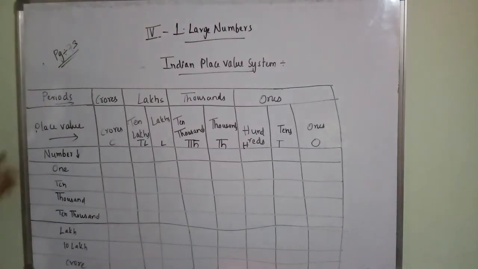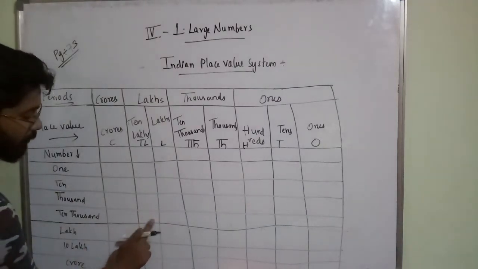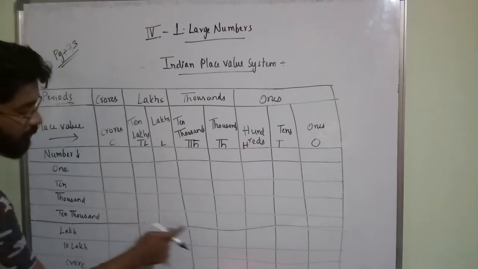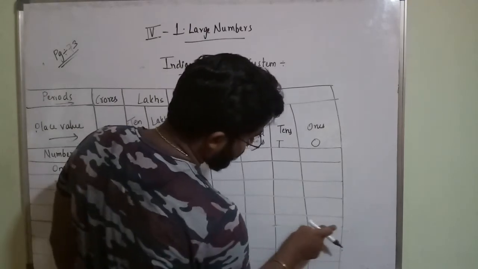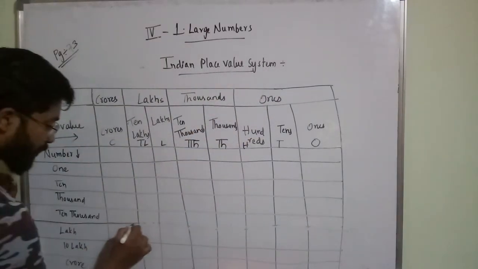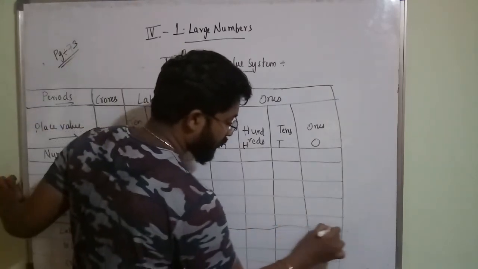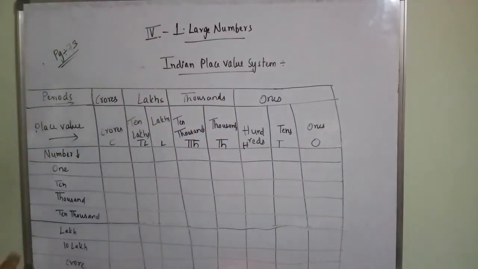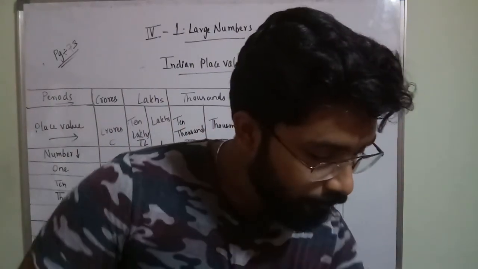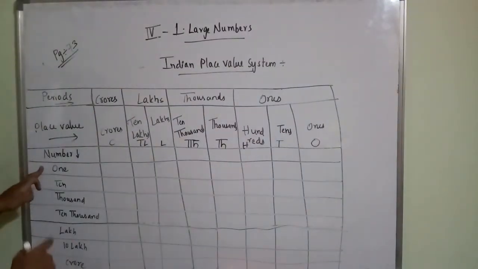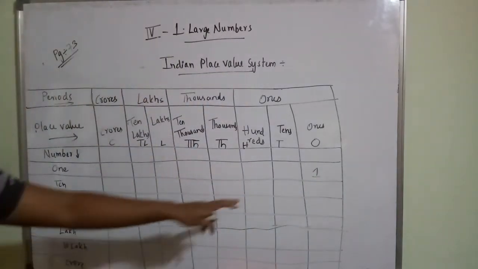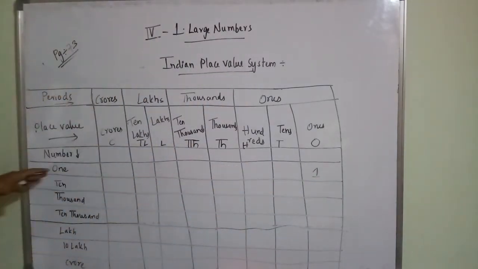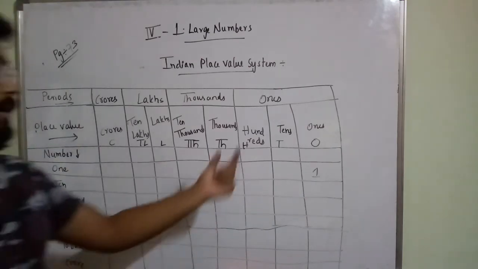So this is the division, dividing into boxes. I have divided them into boxes so that you can understand it very clearly. Today's class we will discuss up to this Indian place value system only. In the next class we will discuss the international place value system. So he has given numbers. 1 will have only the ones place, no? So this is 1. It will not contain all these tens, hundreds, thousands.